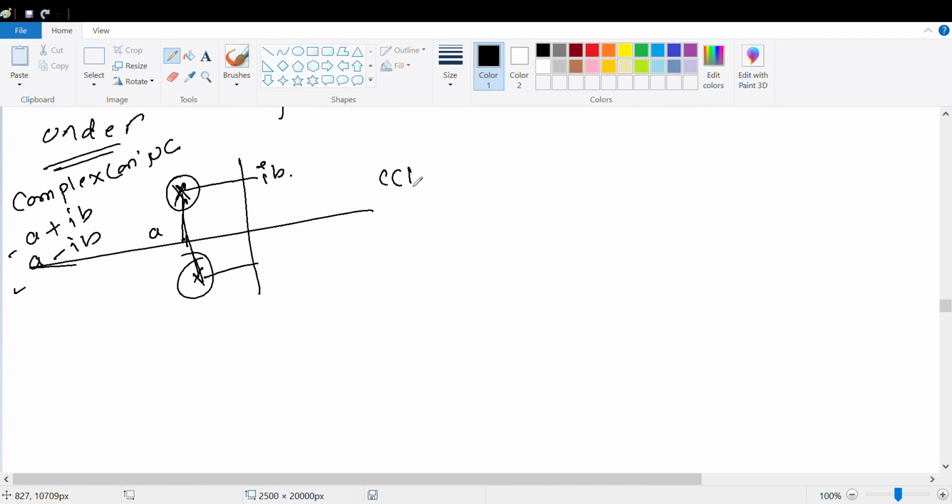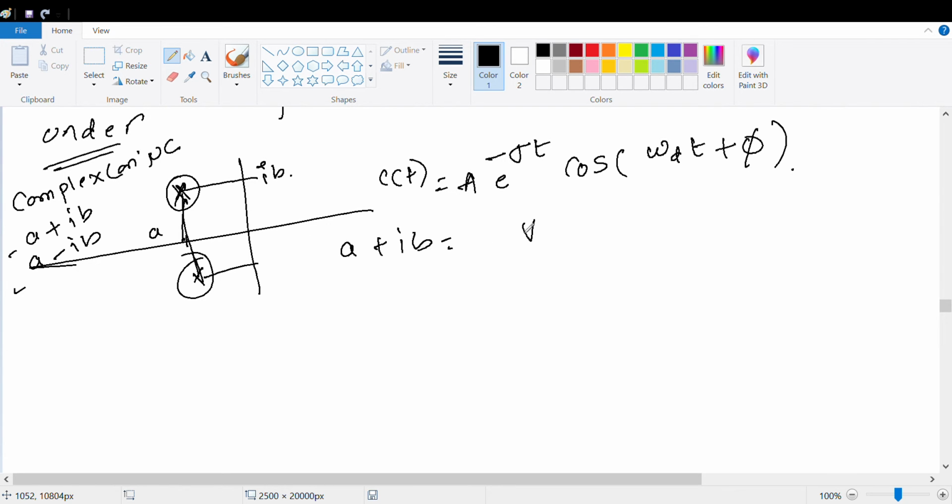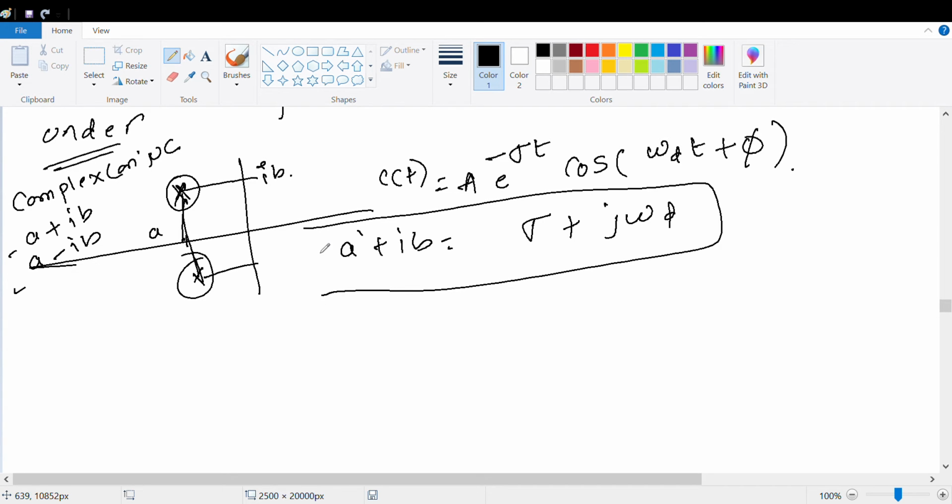For this system, C of t equals A times e power minus sigma t cos of omega d t plus phi. And here a plus ib we call sigma plus j omega d. Here the roots will be there, right? Those roots we call sigma plus j omega d. So now, going back to our question.